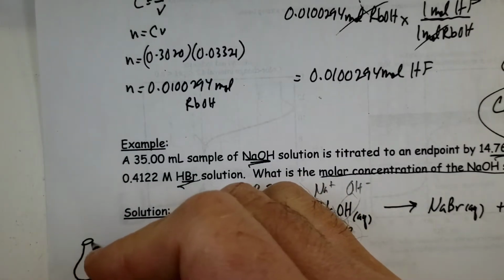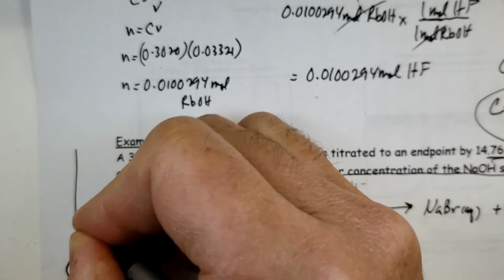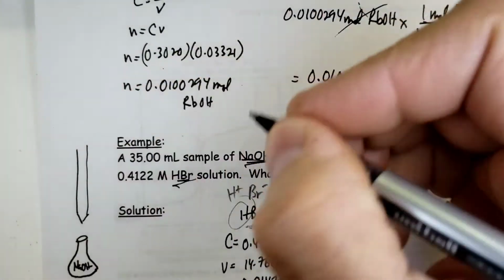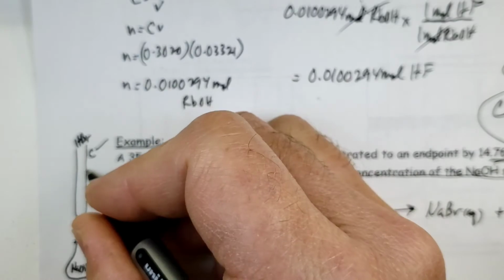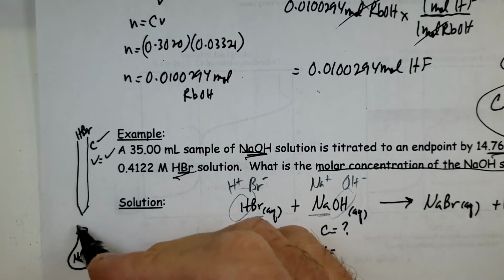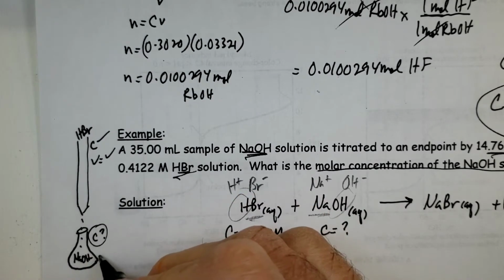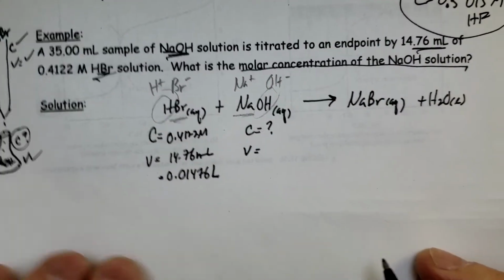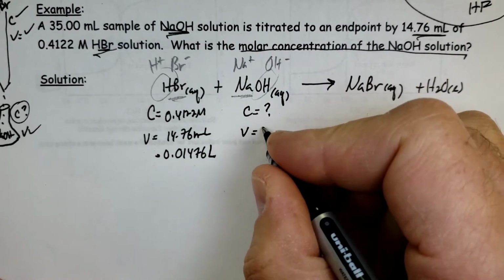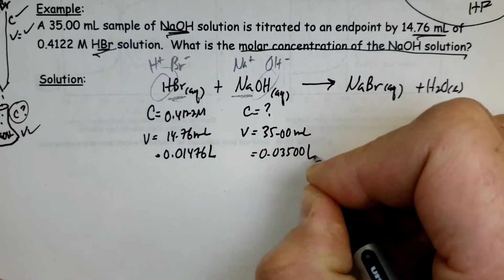Let's maybe show you the picture here. We started off with a flask of NaOH, and remember, your known solution is always the one in the burette, so that is the HBr. So we know its concentration, and we know how much volume we used to neutralize this, so we can figure out C. What is the concentration of this? We know what the volume of it is. Alright, so that's the scenario we have here. Over here we have 35 mils, which is 0.03500 liters.